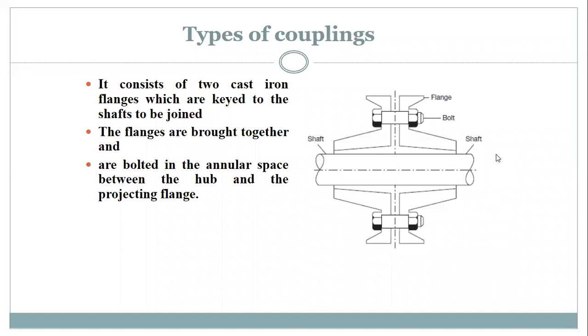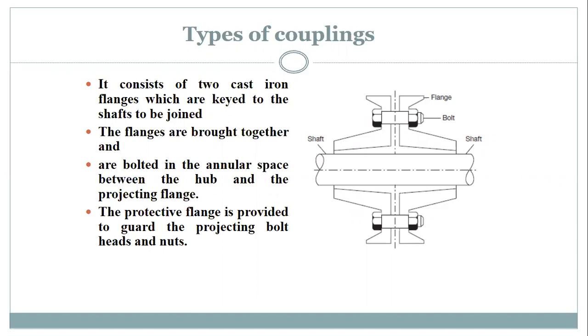The flanges are brought together and then they are bolted. You can see the bolts, right? The protective flange is provided to guard. Now you can see here, guys, the bolts are open. But what if I provide a cover here? Then this flange coupling becomes a protected flange coupling. Here, since the cover is not there, we will call it an unprotected flange coupling. But here, since the cover is there, we are going to call it a protected flange coupling, right? So it is basically going to guard against the headed portion of the projecting bolt.